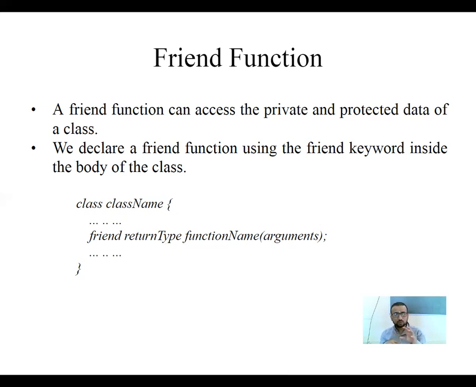So whenever we use this friend function, that particular function is going to be able to access the private and protected data of a class. Okay, so this is the friend function. With the help of this friend function, we can provide a function access to the private and protected data members of our class. Okay, so this is the friend function.